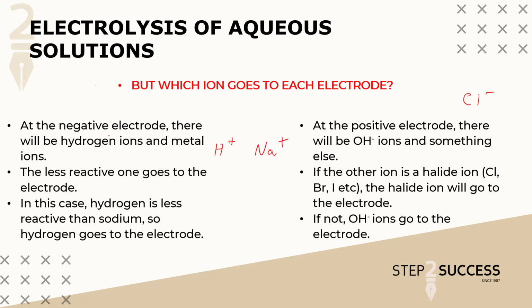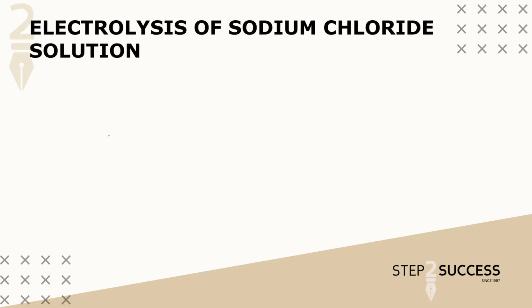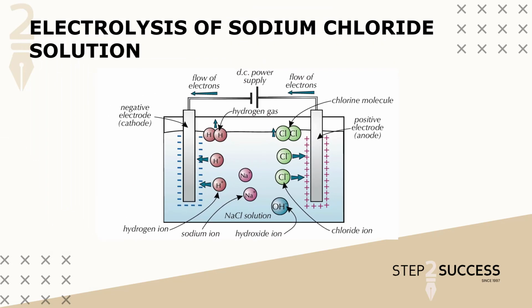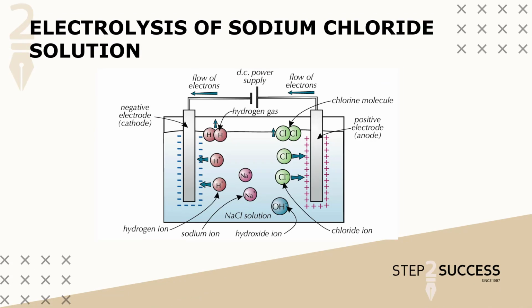Now this will all make more sense when I show you the electrolysis of sodium chloride solution. So sodium chloride solution, let's have a look at the picture of it bouncing in again. We have got sodium ions. Let's focus on these. So we can see sodium ions there. We can see hydrogen ions there. And as you can see, the hydrogen ions have gone to the negative electrode. The sodium ions stay there.